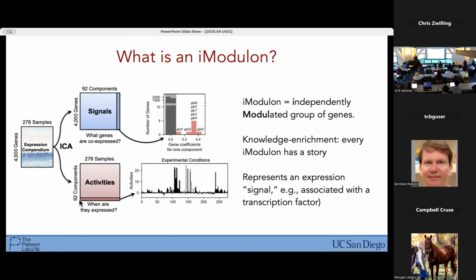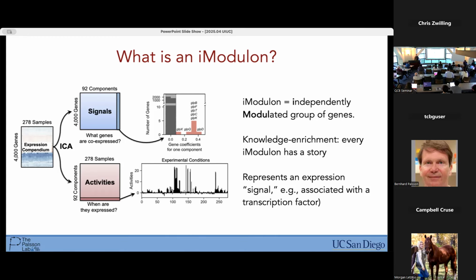And then across this corresponding row in A, I can see the activities of this signal under all the 278 conditions that were in this original database. All these tall peaks turn out to be conditions where there's glycerol present. In most of the other ones, this signal is essentially 0. So that's what an iModulon is.